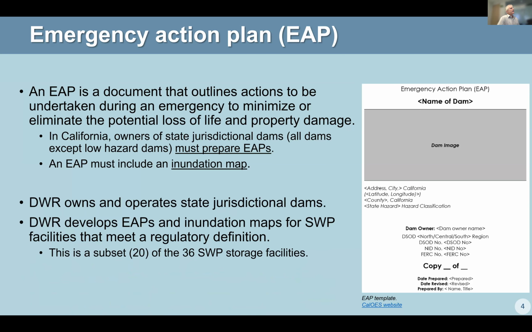And DWR owns and operates some dams in California. There's about 20 of these dams that are what are called jurisdictional dams, for which DWR has to develop an emergency action plan and also has to have inundation maps for it.